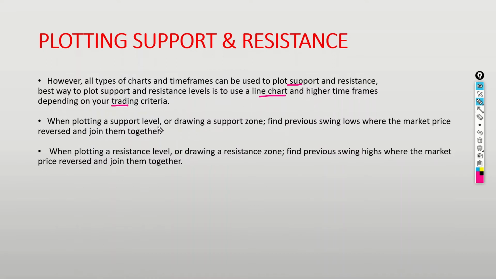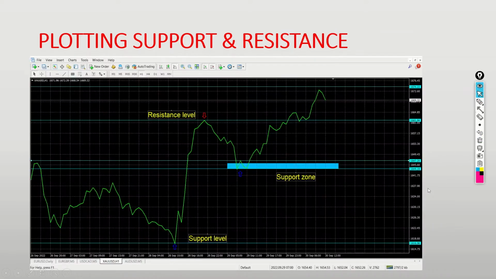When plotting a support level or drawing a support zone, find previous swing lows where the market price reversed and join them together. When plotting a resistance level or drawing a resistance zone, find previous swing highs where the market reversed and join them together. Let's look at this practically.